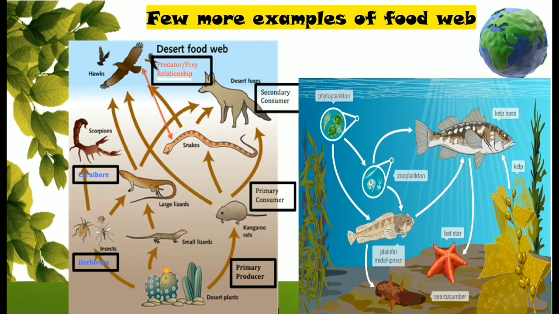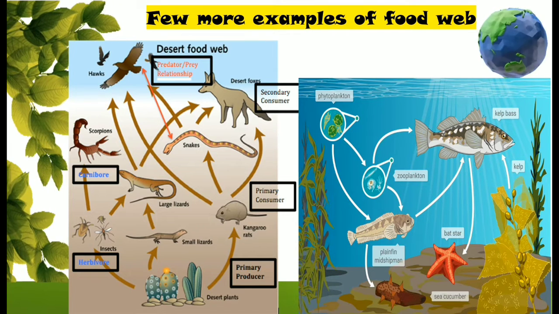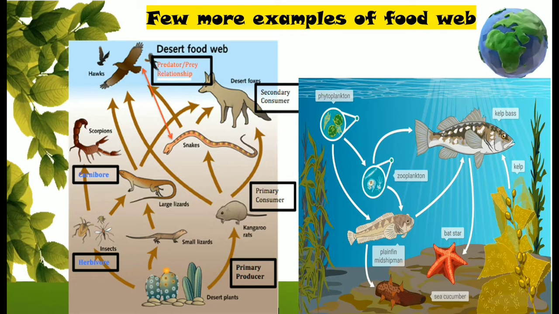You can see in a desert food web, you can see the cactus plant, which is the primary producer, is eaten up by insects also, by snakes, by small lizard and kangaroo rats. They eat this primary producer. Now this kangaroo rat can be eaten up by a desert fox, it can be eaten up by a snake, it can be eaten by a hawk as well. Right? So एक animal को बहुत सारे animals खा सकते हैं. The snake is eaten up by a hawk or a desert fox.